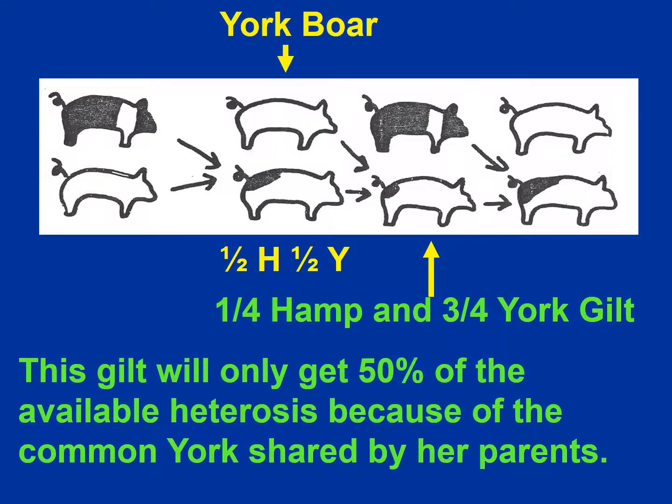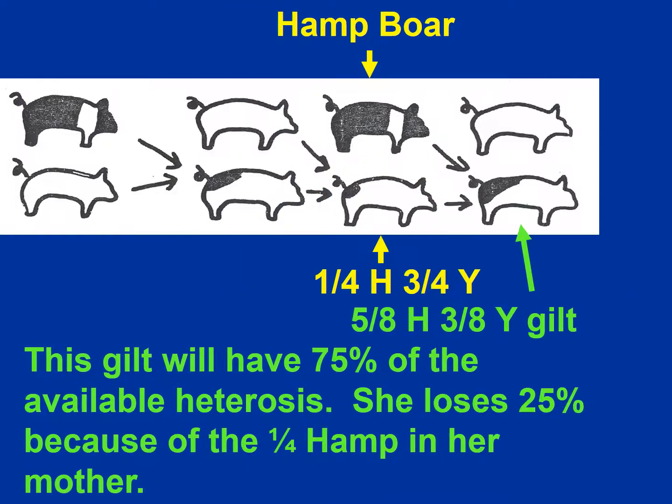So this gilt in this generation now, or the market animals as well, are only going to have 50% of the available heterosis, because we had a York parent boar here, and we had 1/2 York here. So you match up these genetics, and there's not going to be any heterosis with that York in common. But we will still get some heterosis, 50% of that is available.